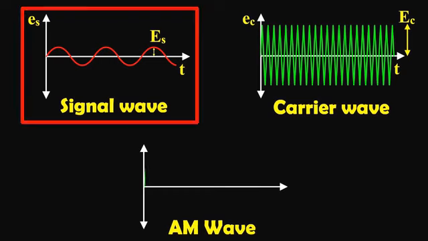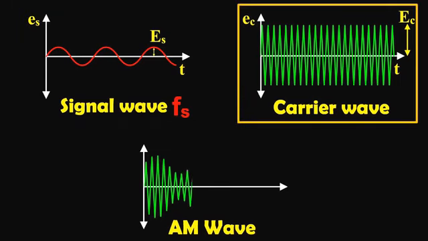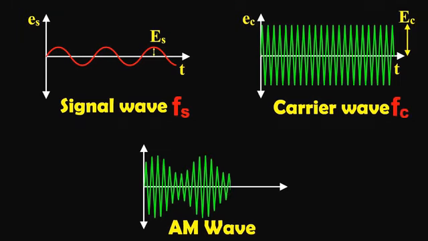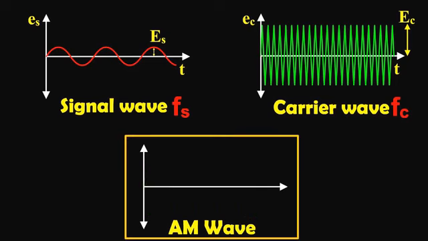The first visual shows the principle of amplitude modulation. The diagram also shows the audio-electrical signal of frequency Fs. The second visual shows a carrier wave of constant amplitude with frequency Fc. The third visual is the amplitude modulated wave.